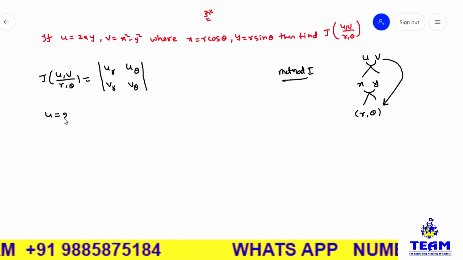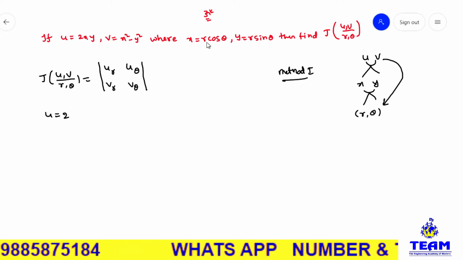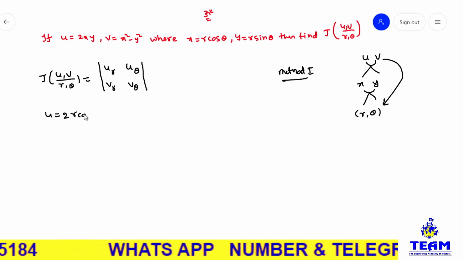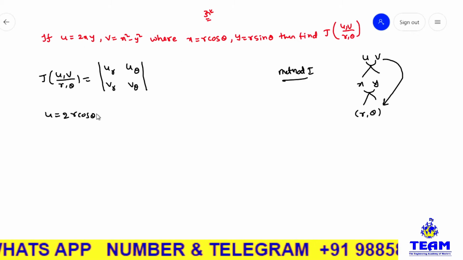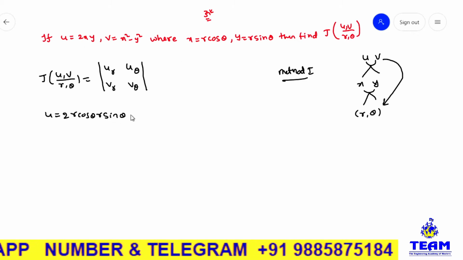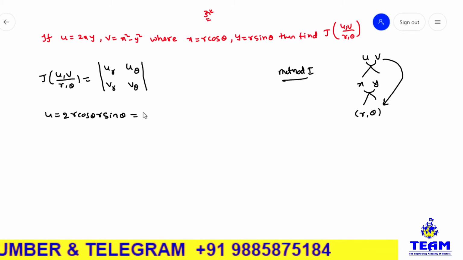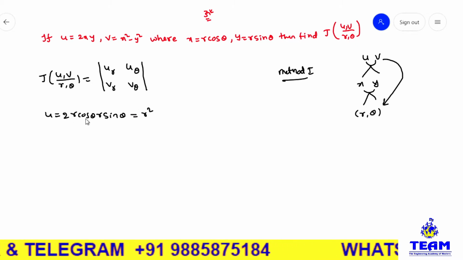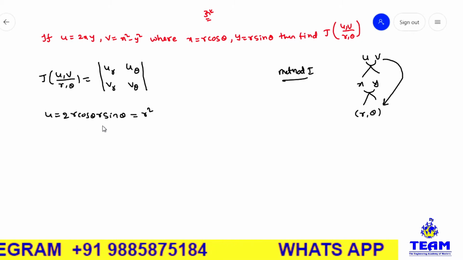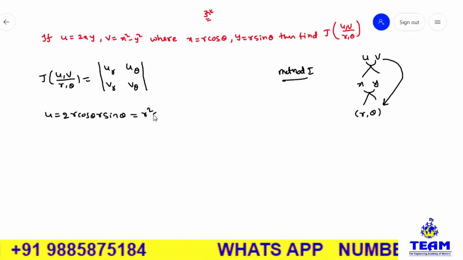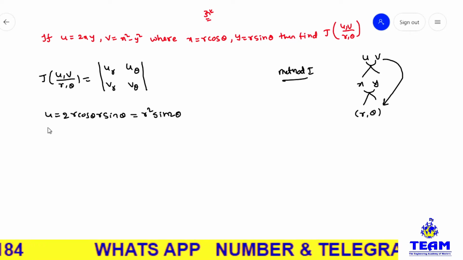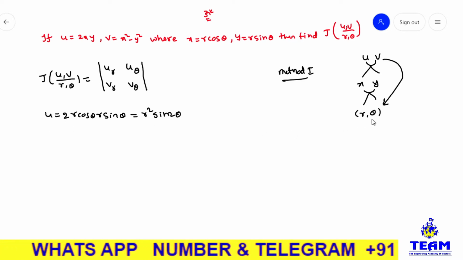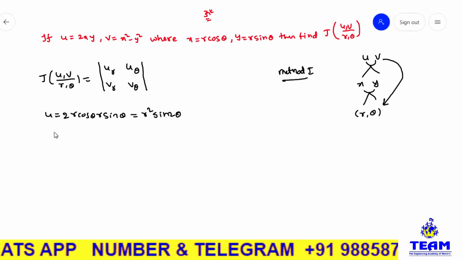u is equal to 2 into x value, which is r cos theta, and y, which is r sin theta. So u is equal to r square into 2 cos theta sin theta. You can also say 2 into sin theta cos theta. This is nothing but the sin 2 theta formula. Sin 2a is equal to 2 sin a cos a. So now u is in terms of r comma theta. Yes.